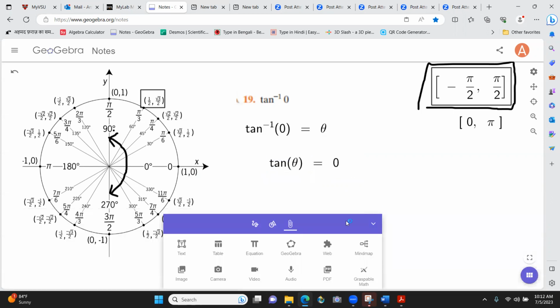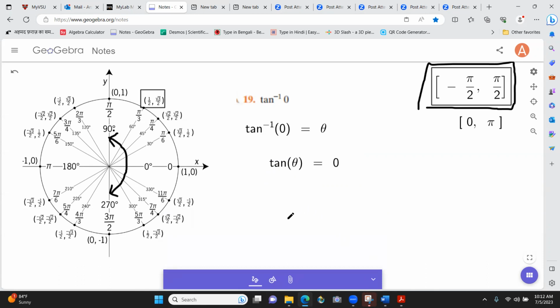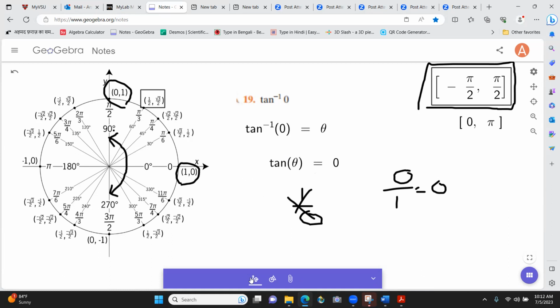All right. Where is tan theta 0, guys? Well, let's find out. Remember, guys, tan theta is sine over cosine. It has to be this point and not this point. For this point, sine over cosine is undefined. That's not 0. So that's a no-go. But for this one, sine of 0 is 0 over 1, which is 0. And you want to find angle theta, which is 0.